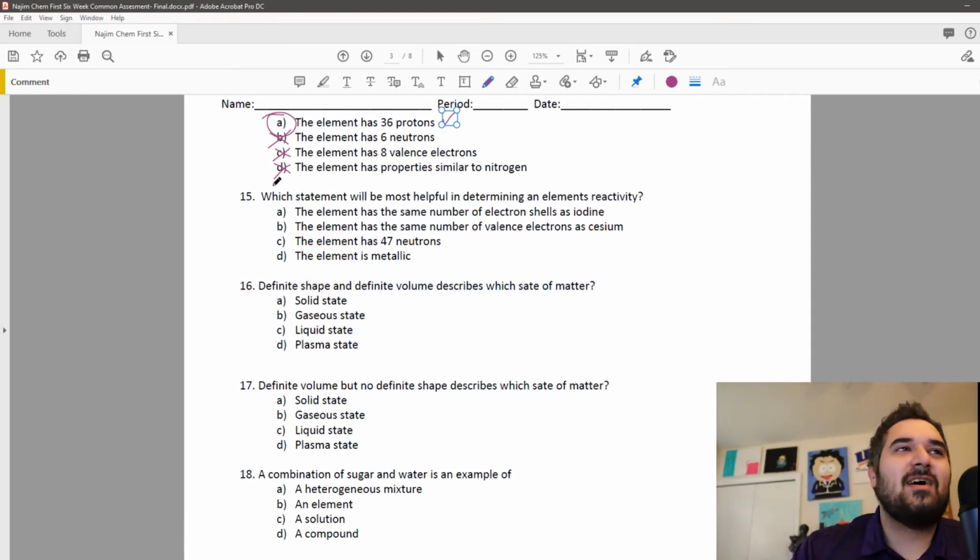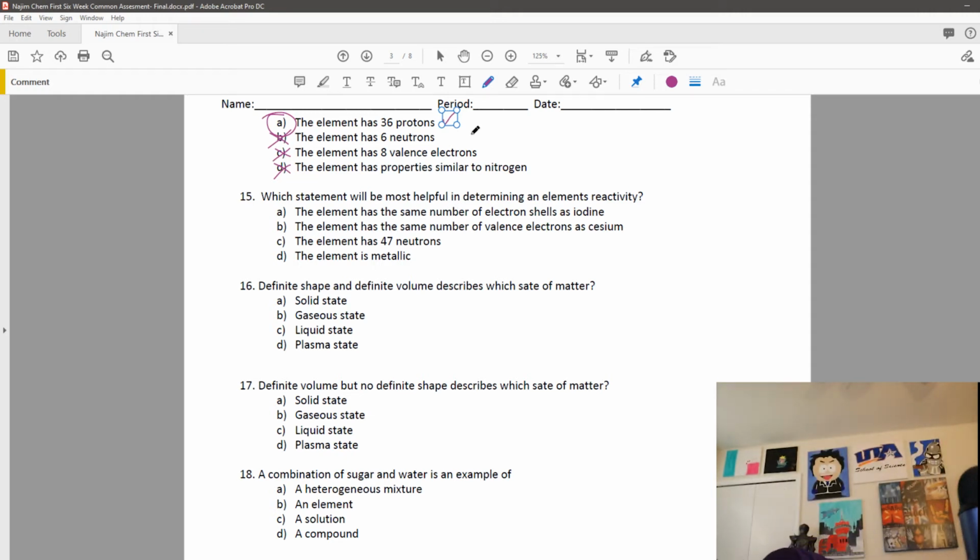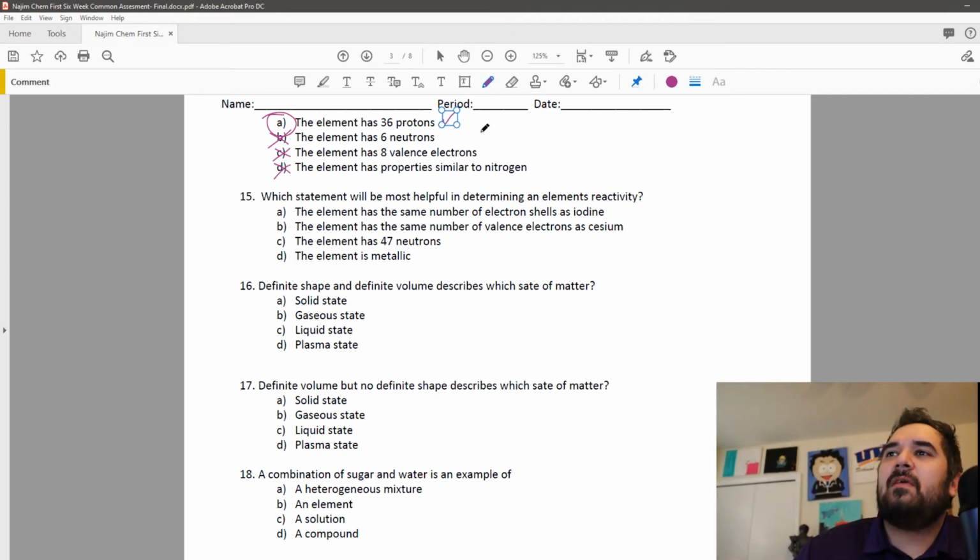All right, so let's go ahead and look at 15. Which statement will be most helpful in determining an element's reactivity? So to figure out how reactive something is, the element has the same number of electron shells as iodine. This basically tells you which period it's in, and that's not the best statement for determining reactivity.